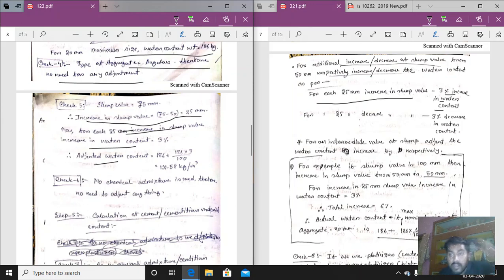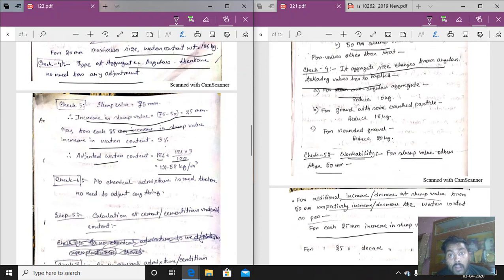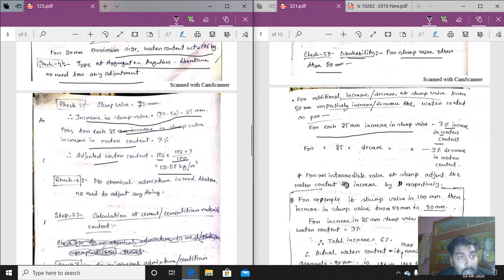Increase in the water content, we have to increase the water content here. So the increase will be 186 plus 3% of 186, that is 191.58 kg per meter cube. So this will be the adjusted water content for our case. Clear? This is very important. This is check number 4.